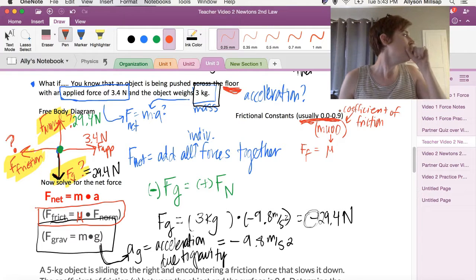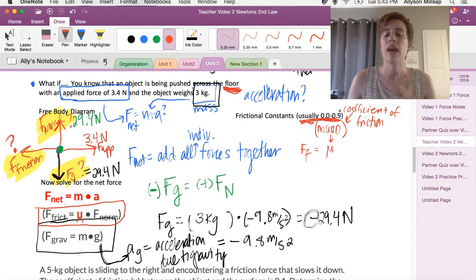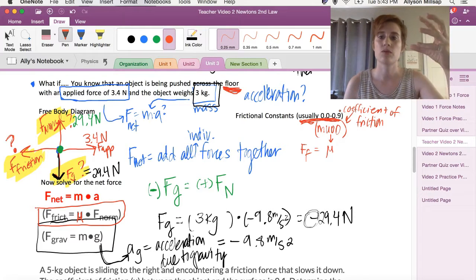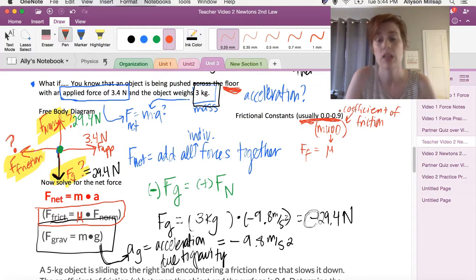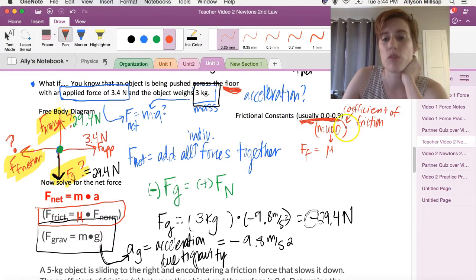For example, if I have a ball and I'm rolling it on the table, the coefficient between the ball and the table is going to be really, really low because there's not a lot of friction there. However, if I have sandpaper, and then I have some tennis shoes, and I want to push the tennis shoe along the sandpaper, that's going to have a really high coefficient of friction because there's a lot of rough surface there. So higher numbers mean more friction.